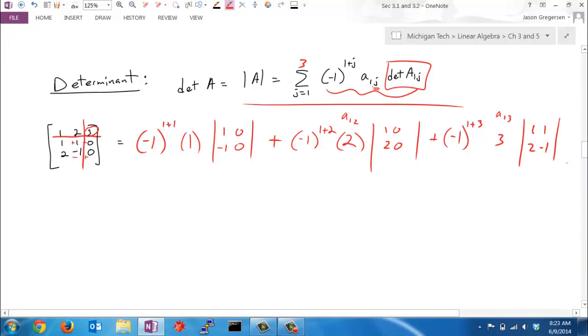All right, that's the ugly piece. Let's use this formula and plug in the i's and the j's. Well, what are we really doing? We're just expanding along this first row. This is a row expansion.